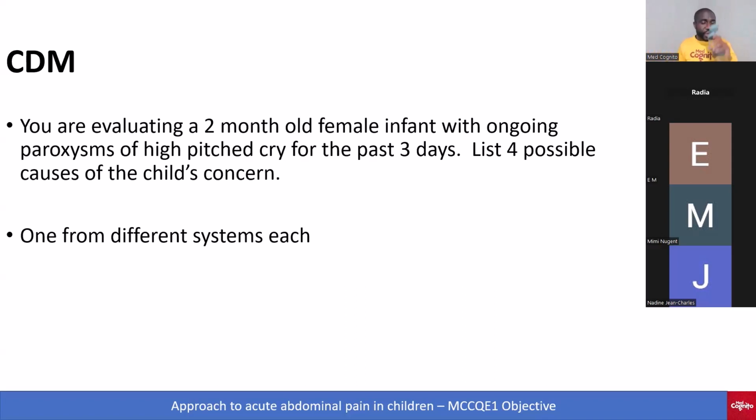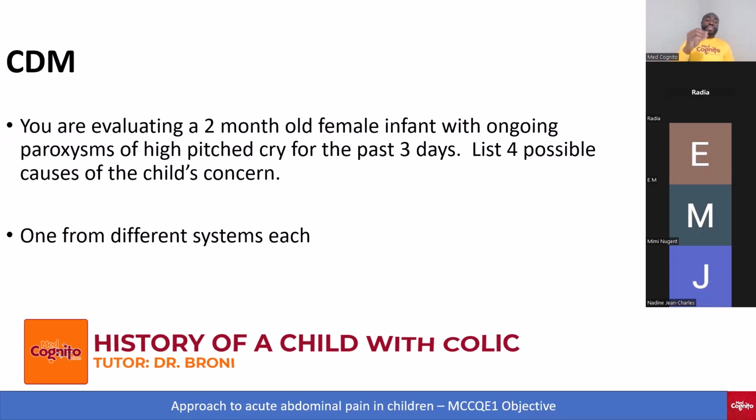Historically. So please, I need someone to read this question for us. You are evaluating a 2-month-old female infant with ongoing paroxysms of high-pitched cry for the past 3 days. List 4 possible causes of the child's concern. Good. Please, one from different system each. Beautiful. Please don't be tunnel vision because we are talking about colic. No, don't only think about colic.